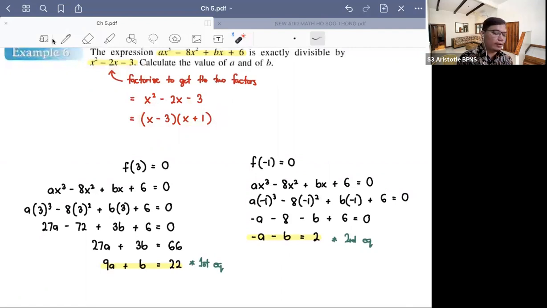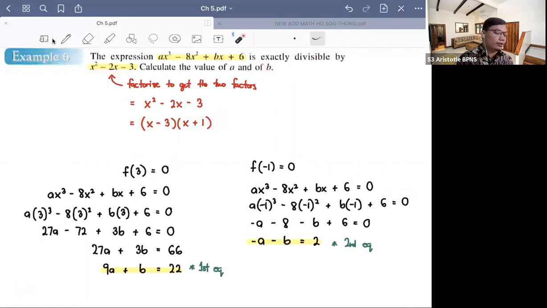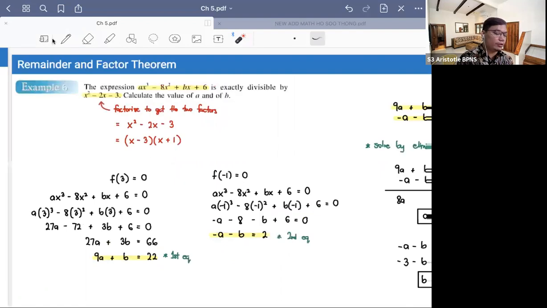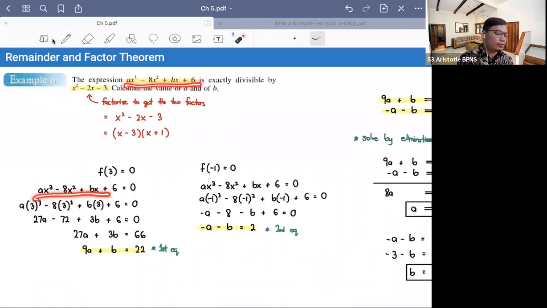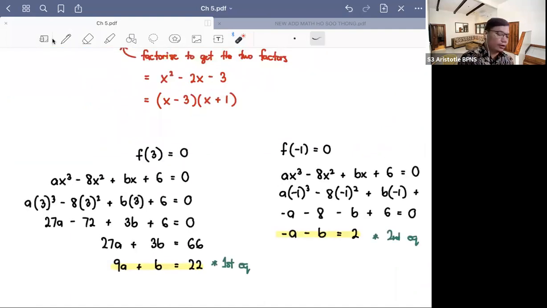So first is the x minus 3. So your function is f of 3 equals 0. Why is it equal to 0? Because it's exactly divisible. That's the word there. Okay, so we use the given expression ax cubed minus 8x squared plus bx plus 6 equals 0. So what do we do next? Same. We just substitute this to the x terms here, right? So that's why I got 3, 3, and 3 here. Okay, equals 0. All right, and then evaluate this, simplify, and combine like terms.